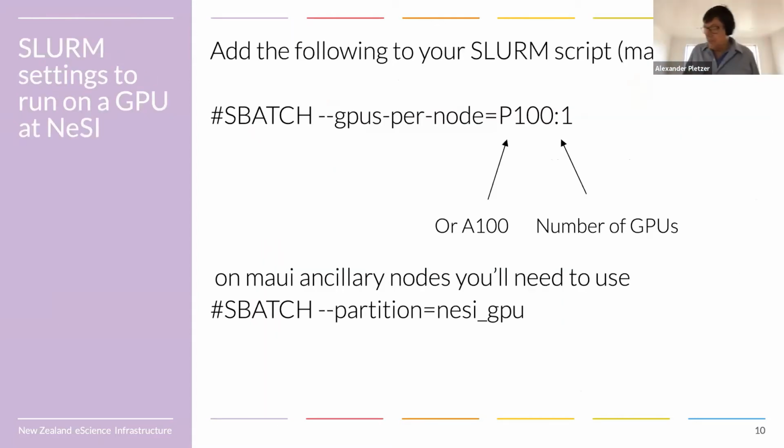So at NeSI, you have your code, you have built your code, you want to run it. What would you have to do to run on the GPU? Well, you have to add that directive, GPUs per node, equal something colon something. That first something is either P100 or A100 for the newest, and the number after the colon is the number of GPUs that you want to use, because for some applications, you might even be able to use several GPUs.